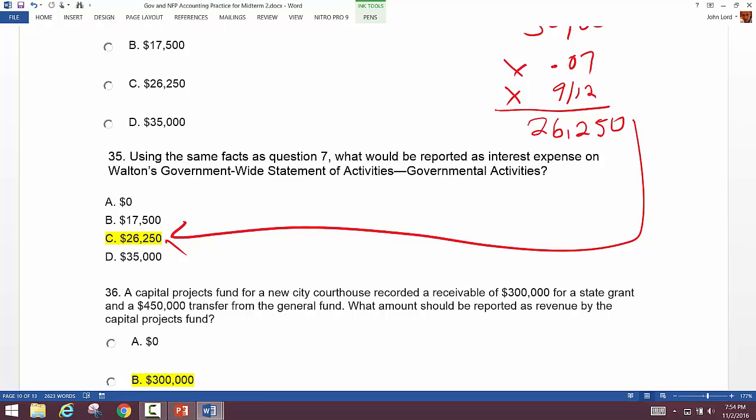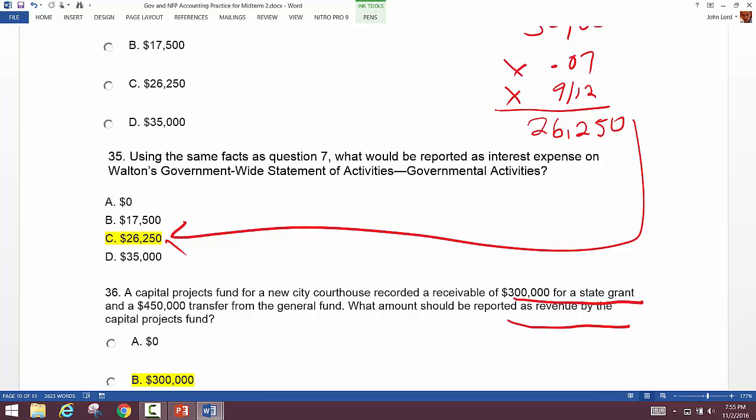Okay, good. Capital project funds for a new city courthouse recorded a receivable of $300,000 on a state grant and $450,000 from a transfer. What amount is revenue and what is other financing? The state grant is revenue. The $450,000 transfer is another financing source, isn't it? Right? That comes right out of that capital project fund example, guys.